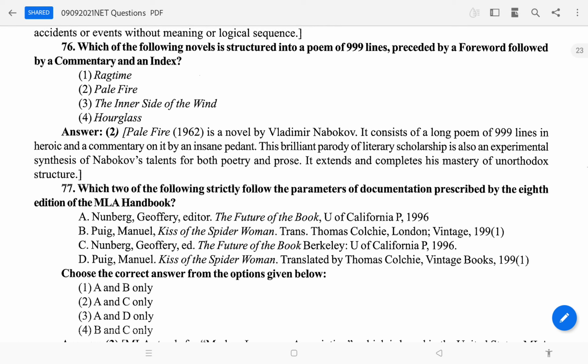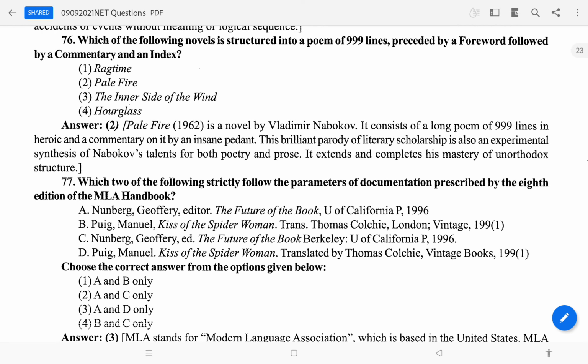So let's start. Which of the following novels is structured into a poem of 999 lines, preceded by a foreword, followed by a commentary and an index? And the answer will be Pale Fire.